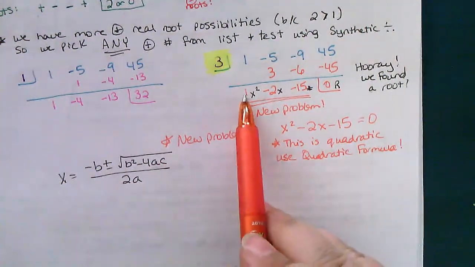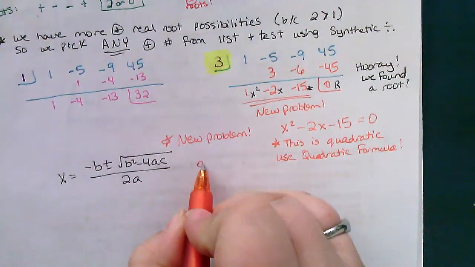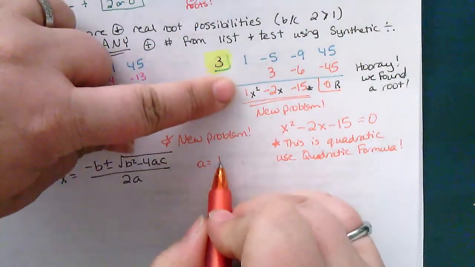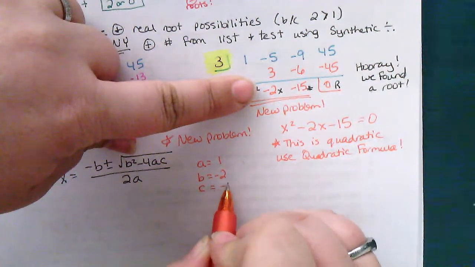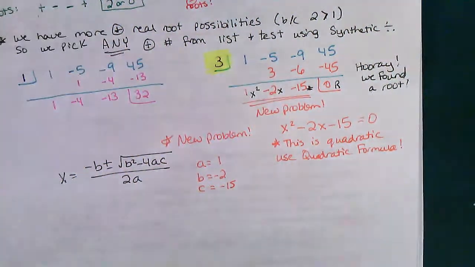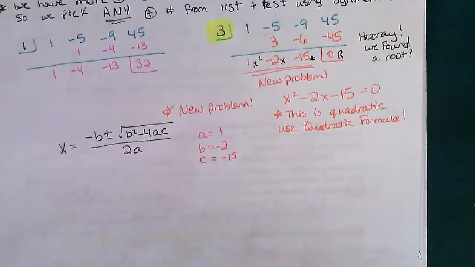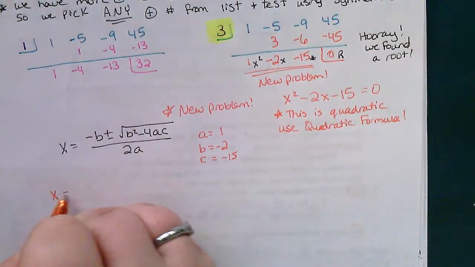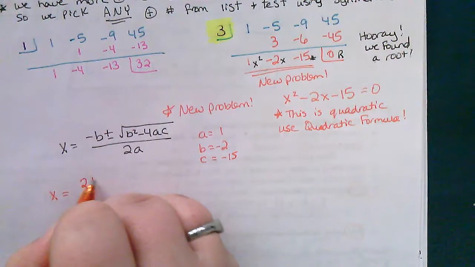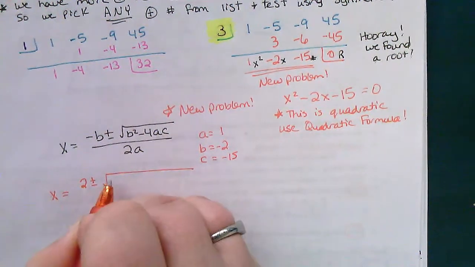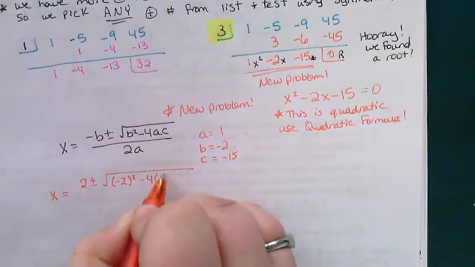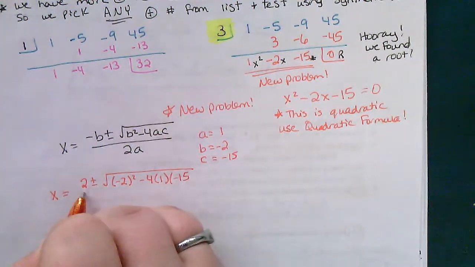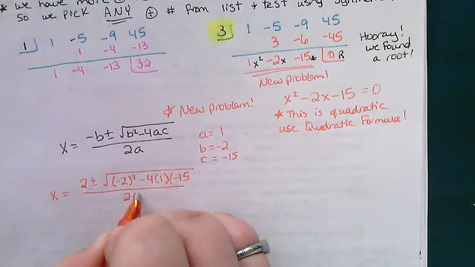So what's your a, b, and c? Well, your a, b, and c comes from right here. a is 1, b is negative 2, and c is negative 15. Okay, so we're going to use that in my quadratic formula. So x equals opposite b, or 2, plus or minus the square root of negative 2 squared minus 4 times 1 times negative 15, divided by 2 times 1.